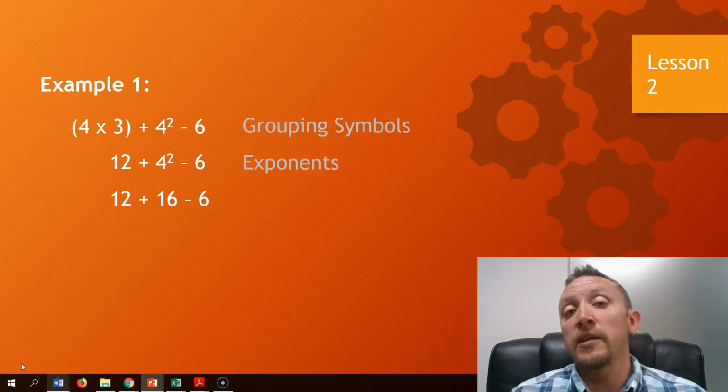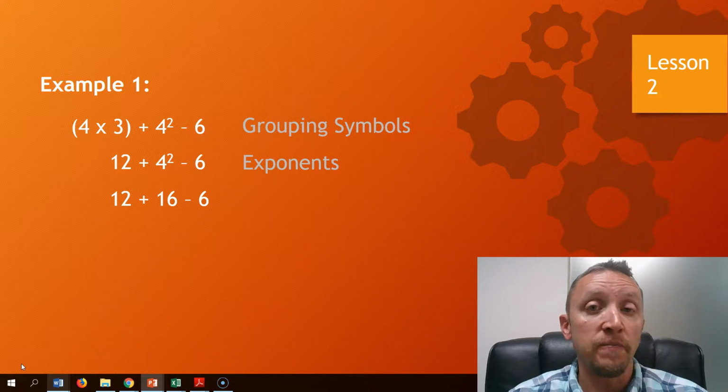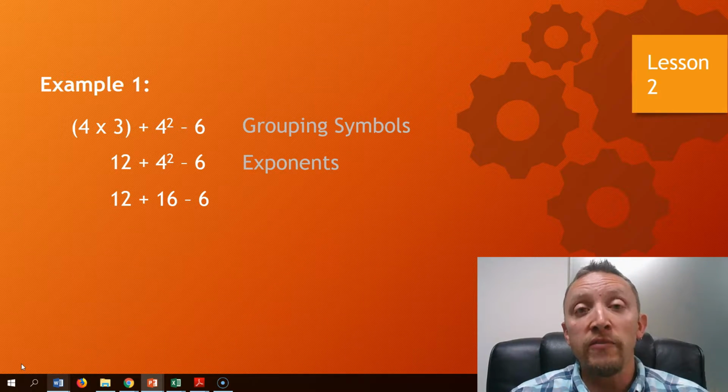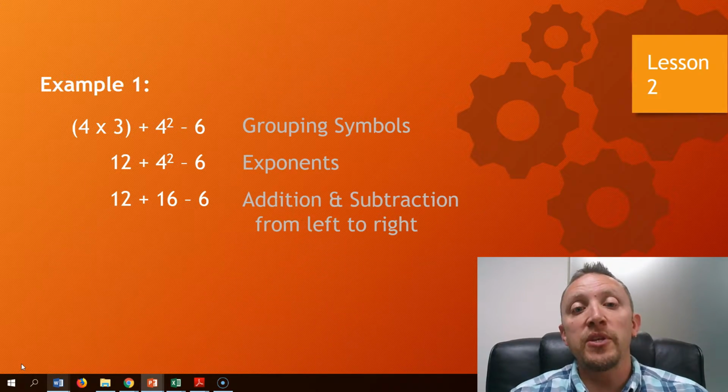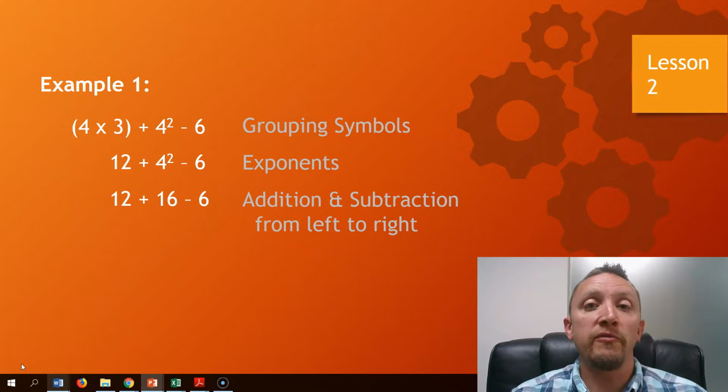Now, the next thing in our order of operations is multiplication and division. Do we have any multiplying or dividing here? No. So we skip that step. So we're going to go to the next step. The next step is to add and subtract in order from left to right.